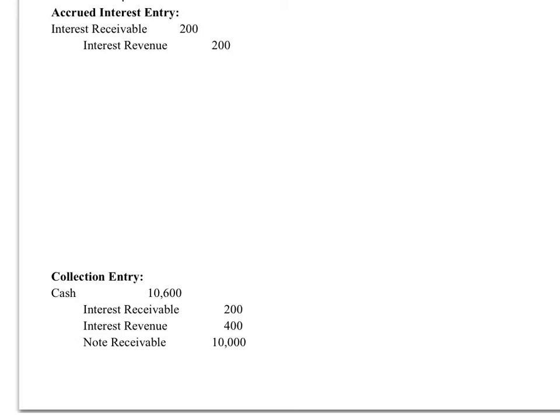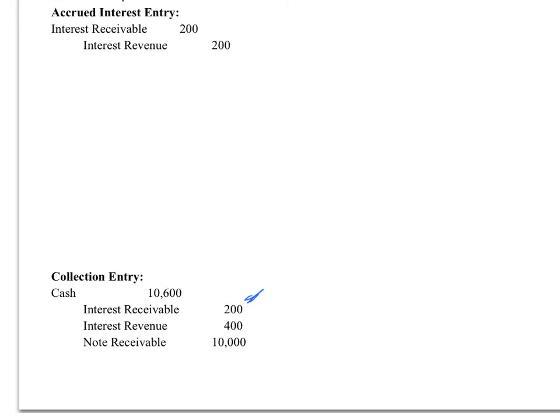On the collection, they're going to pay us the note, the $10,000, plus the interest that they owe us. The $10,000 times 12%, the note was outstanding for 6 months, so 6 over 12. They owe us a total of $10,600. Of that, we had already booked $200, right? That was interest revenue on the last income statement.